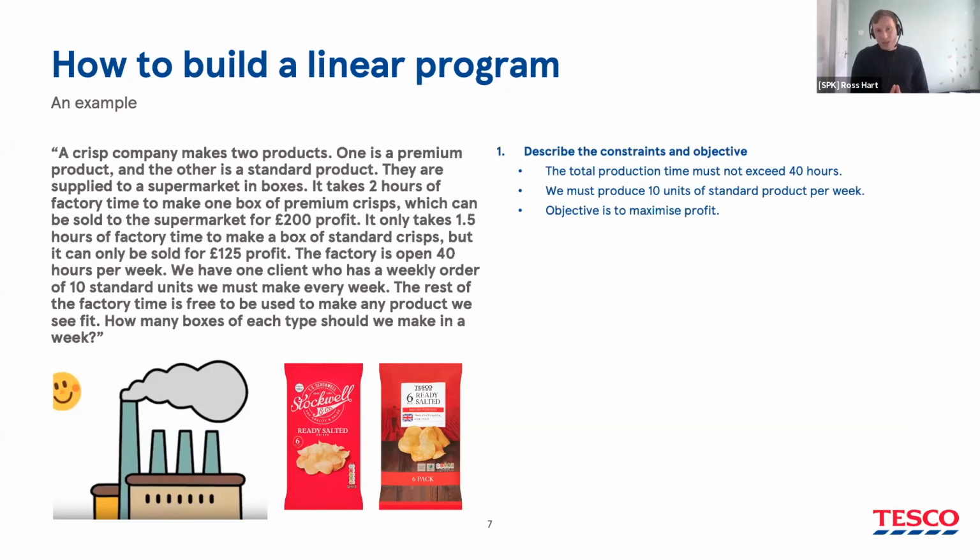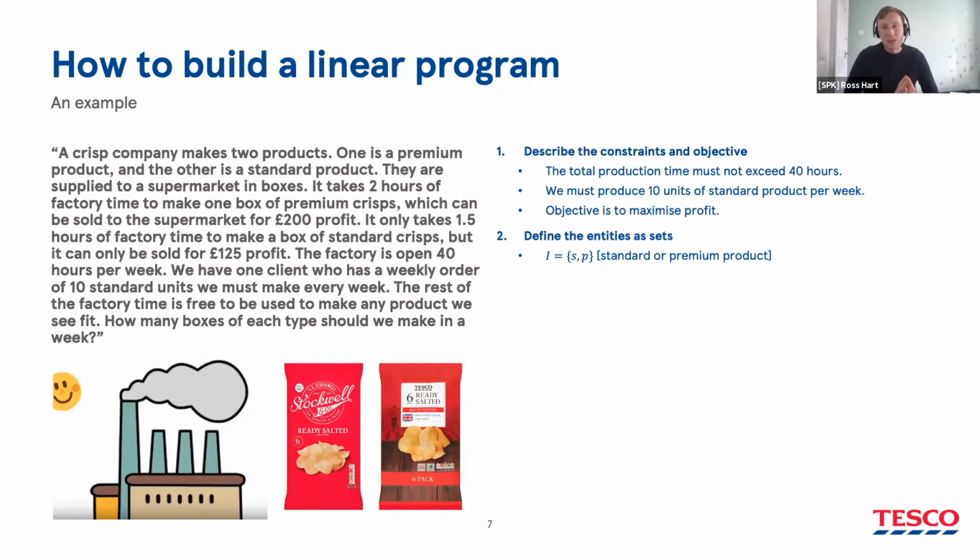So let's go through this 6-stage process. The first one is to just describe the constraints and the objectives that we have. The first is that the total production time must not exceed 40 hours. We must produce 10 units of the standard product per week. And the objective is simply to maximize profits. In this case, it's a very simple objective function.